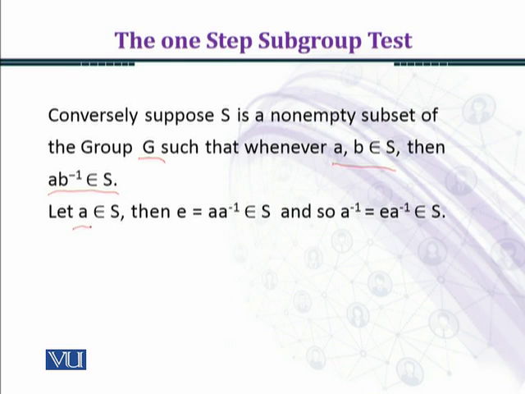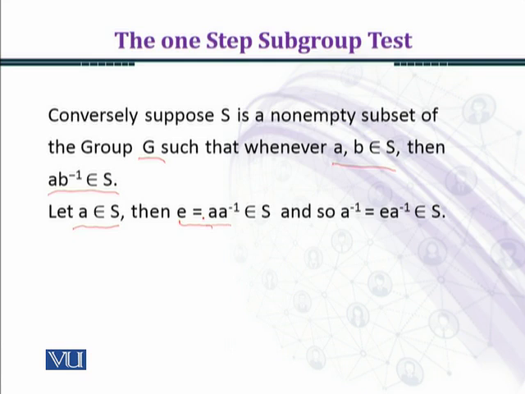Let a belong to S. Then the inverse of a is multiplied with a and we shall get the identity element by using the condition; we are just replacing b by a and we shall get this. And it implies that the identity element e belongs to S. So we have established the condition of existence of identity in S.